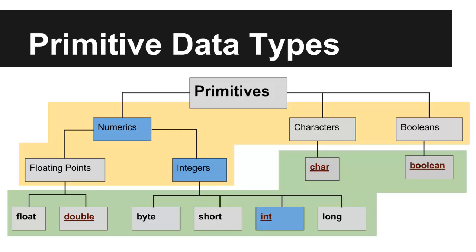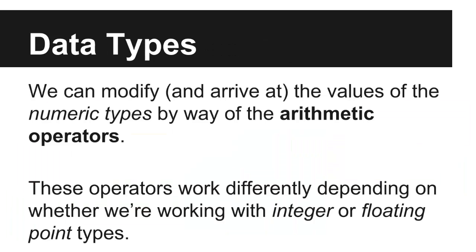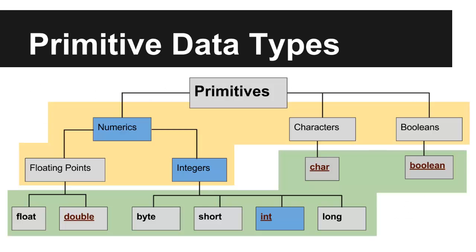We'll talk later, and by later I mean in a couple of weeks, about the floating point types and also about some of the other primitive types. We'll also talk in a couple of weeks about characters, and we'll talk here in a couple of minutes about booleans. Now we can modify and arrive at the values of numeric types by way of arithmetic operators. And these operators work differently depending on if we're working with integer or floating point types.